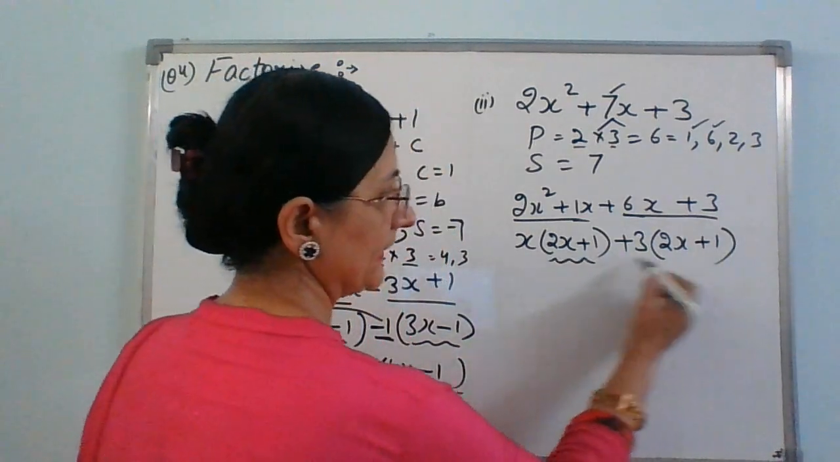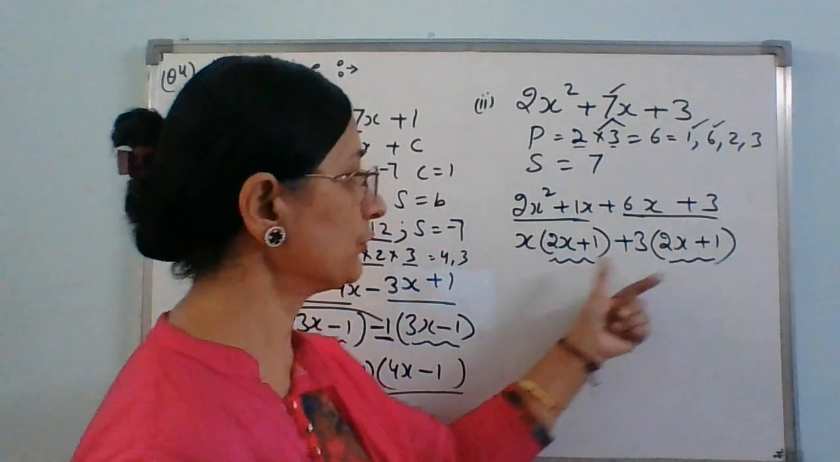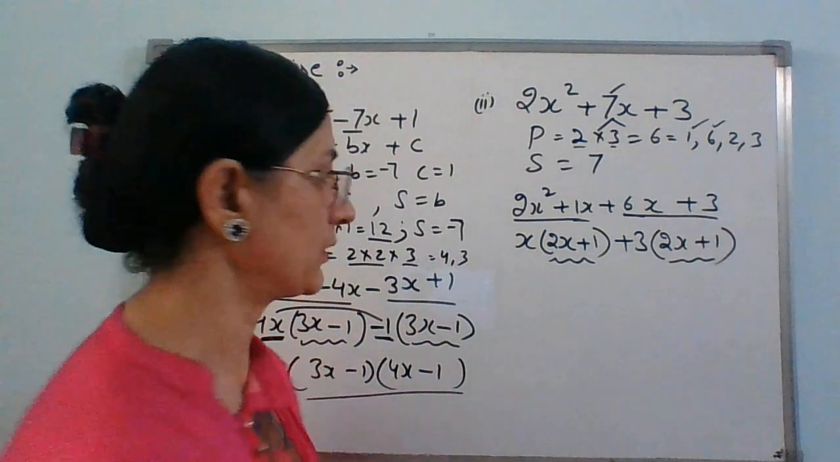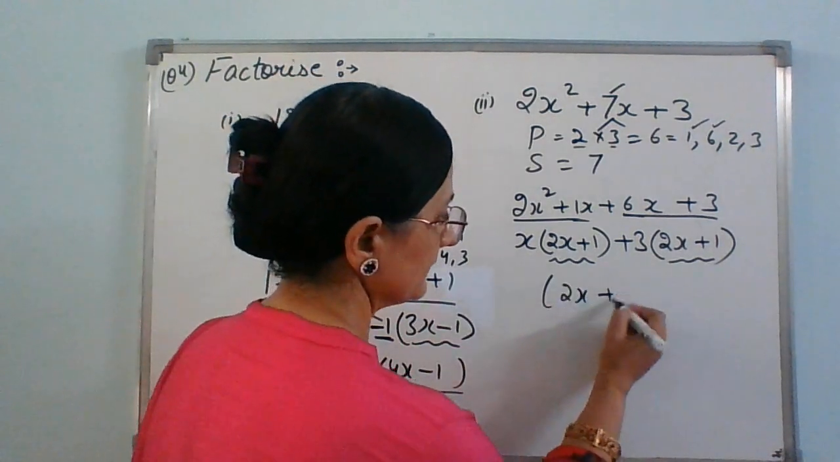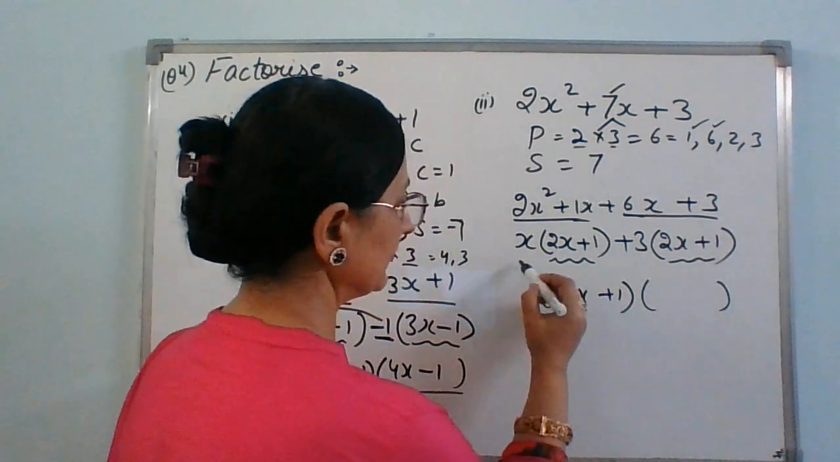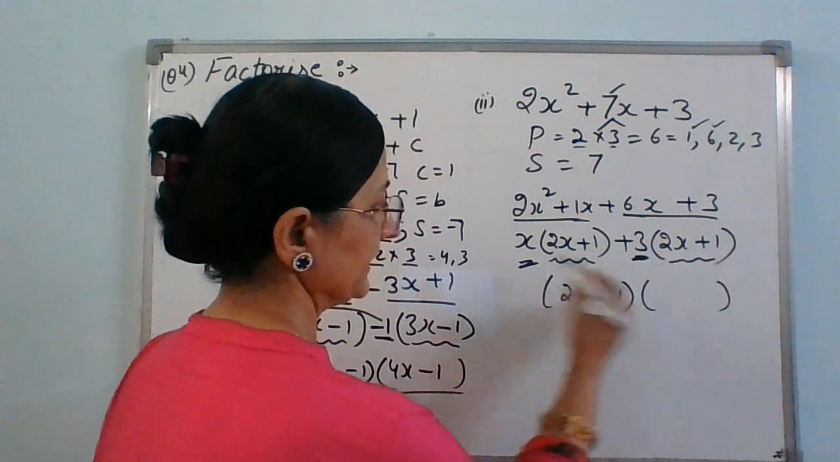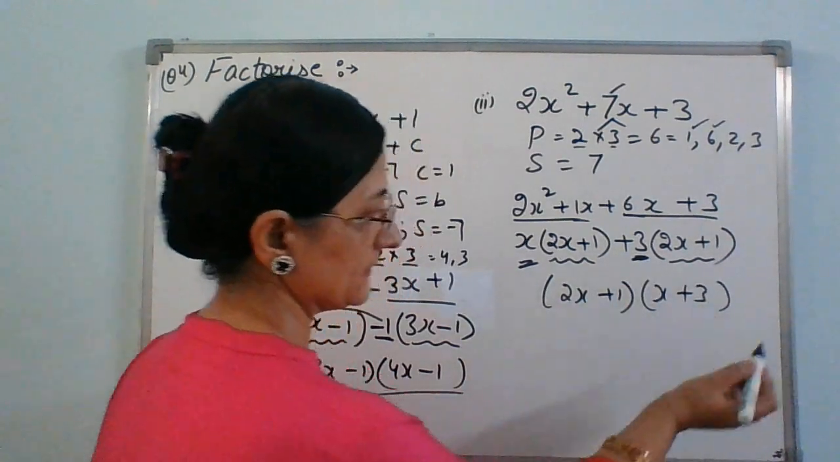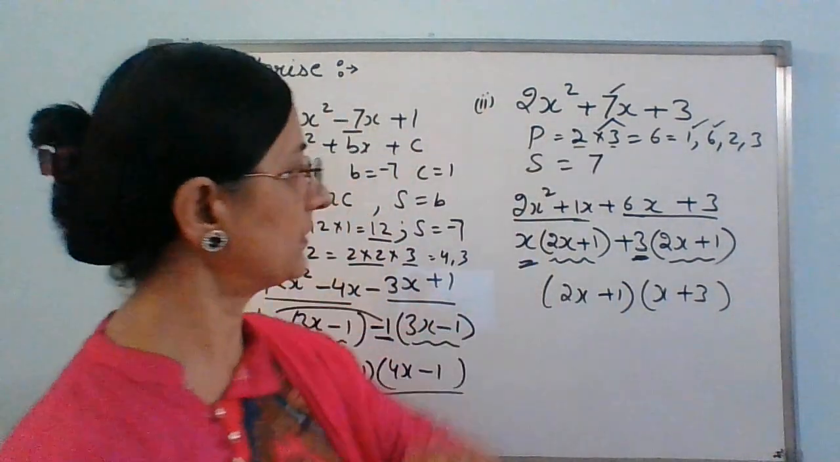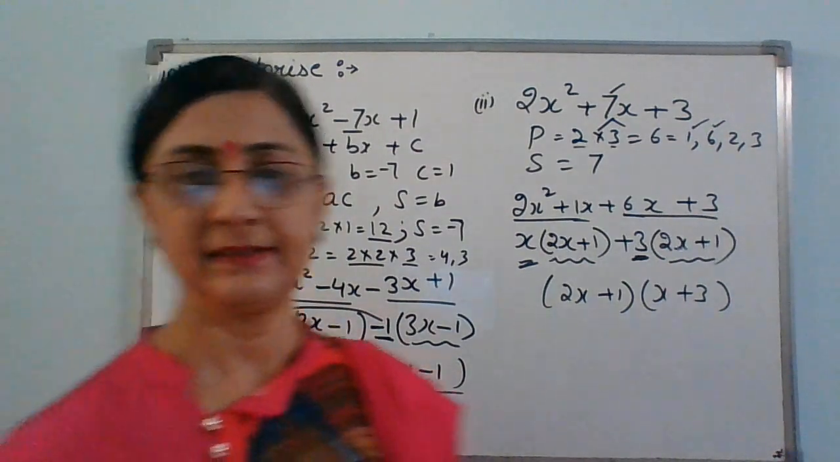Right? So this bracket has to be the same. If these two brackets are different, it means your splitting is wrong. So one factor is this, and the other factor is made by the combination of this and this. So here x plus 3 as it is. So these are the factors of this, right? So this way we do.